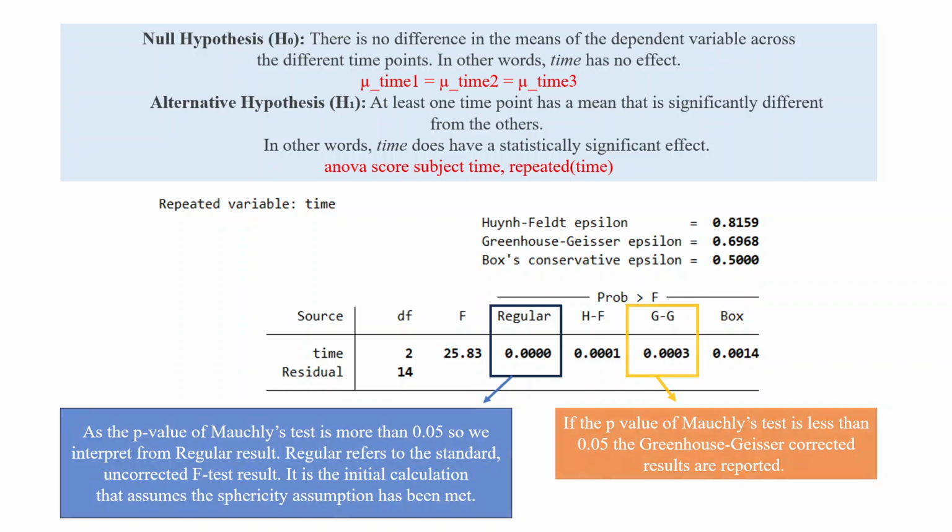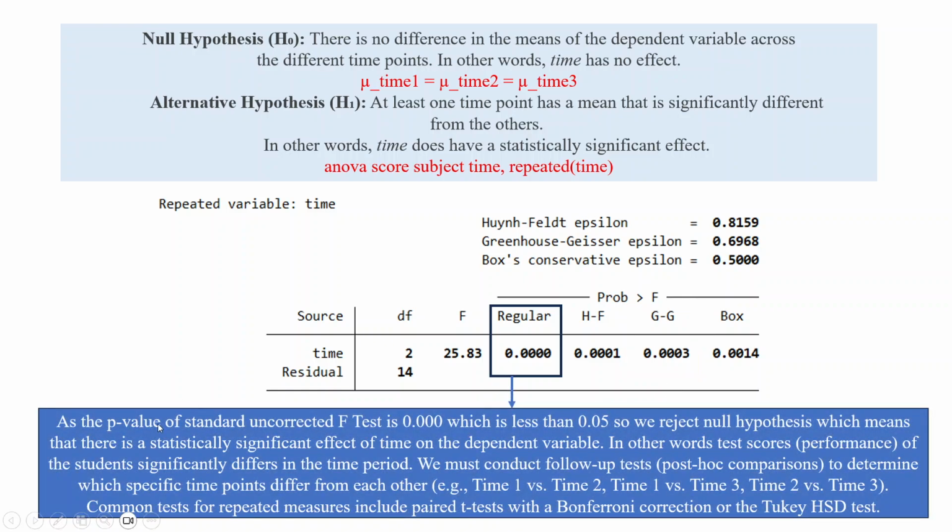So what will we interpret from this? As the p-value of the standard uncorrected F-test is 0.00, which is less than 0.05, we reject the null hypothesis, which means that there is a statistically significant effect of time on the dependent variable. In other words, the test score, that is the performance of the students, significantly differs across the time periods. We must conduct the follow-up test, that is post hoc comparisons, to determine which specific time points differ from each other, that is time 1 versus time 2, time 1 versus time 3, time 2 versus time 3.